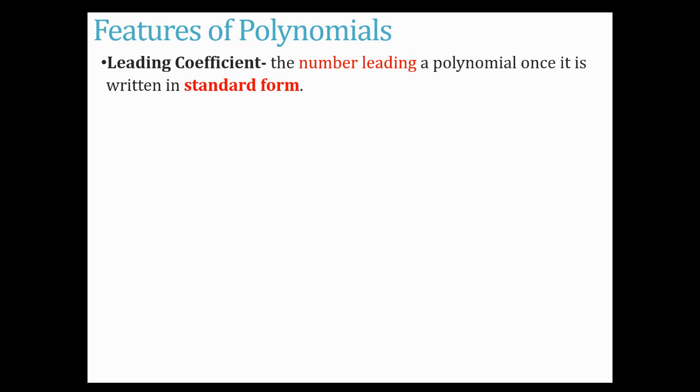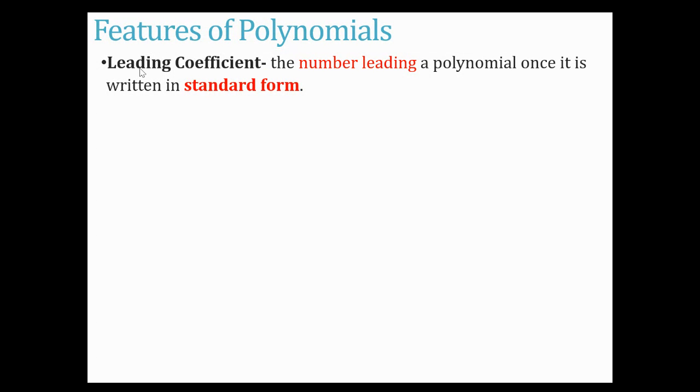Now we're going to talk about different features and characteristics of polynomials once it is written in standard form. So the first thing is leading coefficient. This is the number leading a polynomial once it's in standard form. So that kind of gives it away. It's pretty obvious what leading is.